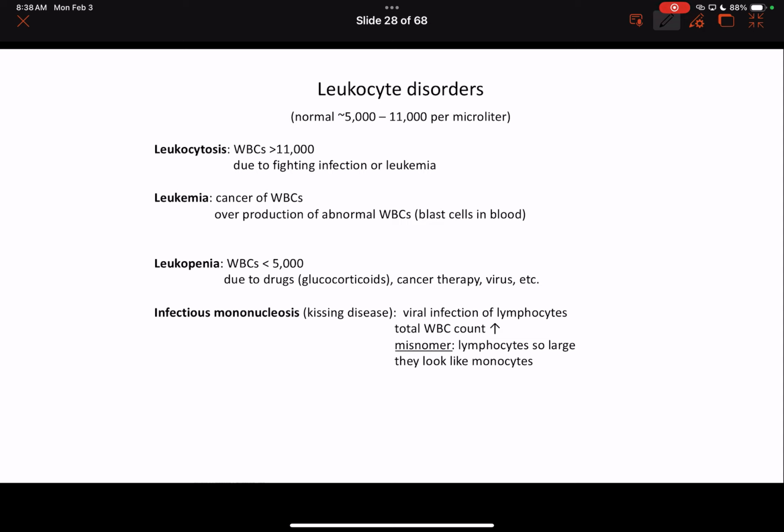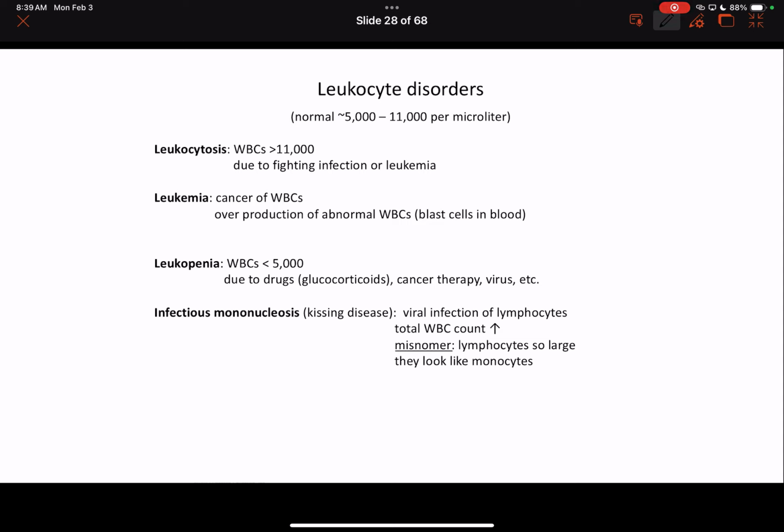Leukopenia. Just like thrombocytopenia, which you learned about in lab, is too few platelets, leukopenia is too few white blood cells. This can be due to drugs like glucocorticoids. We talked about cortisol and how it suppresses your immune system, so injections of glucocorticoids could cause leukopenia. Cancer therapy can cause too few white blood cells, because chemotherapy is going to attack the entire body, so your white blood cells as well. Those will lower in number. A viral infection can also cause leukopenia. Even though your lymphocytes will go up, usually your other white blood cells will go down.